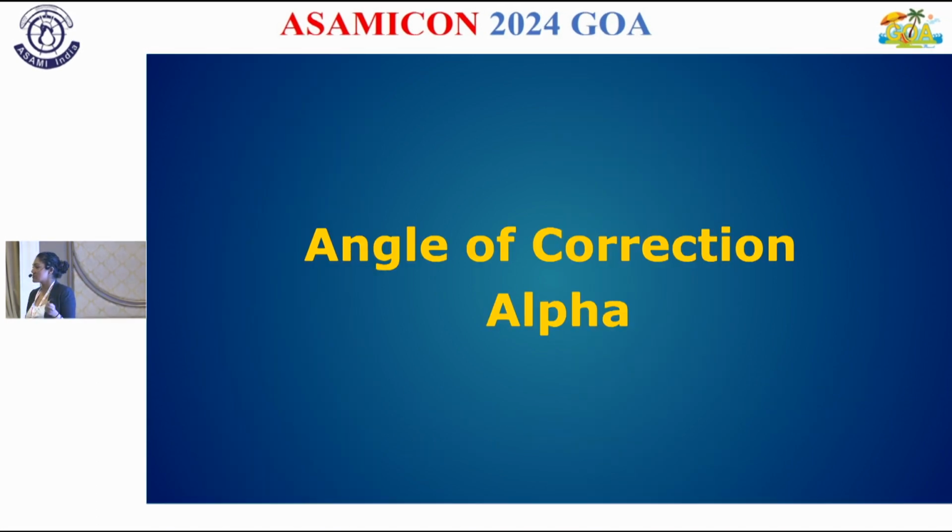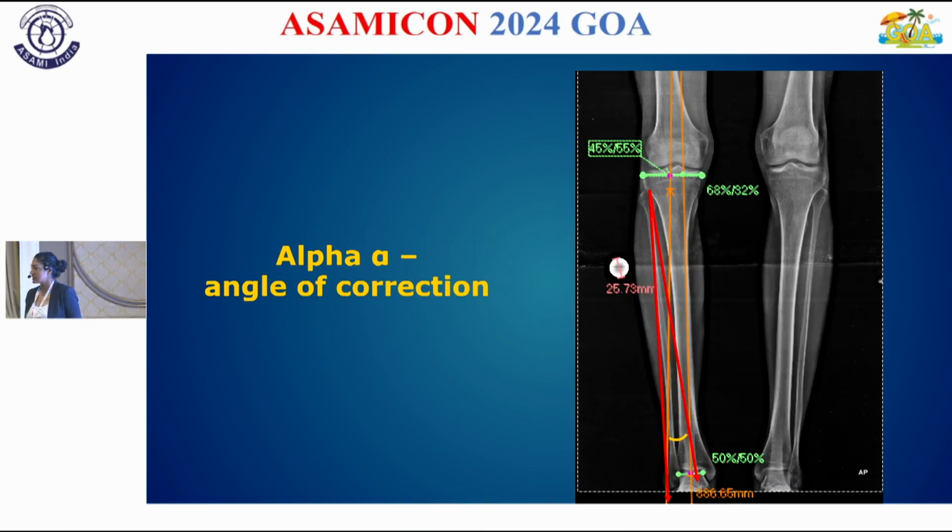Now comes the first important angle or measurement that we have here, the angle of correction, or alpha. That is, how much do we correct in terms of the angle. To calculate that, we'll find the angle between the line joining the ankle center to the hinge point and the line from the hinge point to the future ankle.